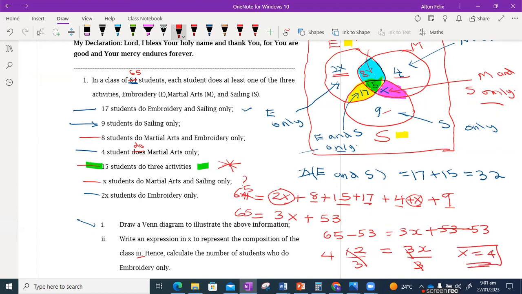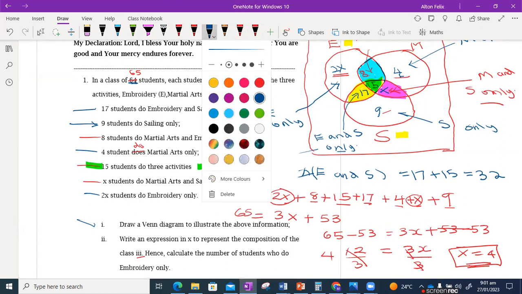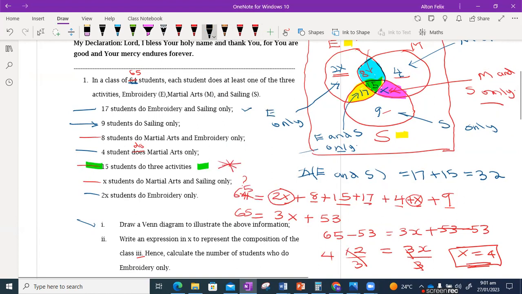Before we go to answering the embroidery only, let's just put in that new information. So if x is 4, it means that the region here would be 4, right here it will be 4. Let's go black so it can stand out right here. This region here, x is 4, right? X is 4. And 2x will be 2 by 4, which will be 8.